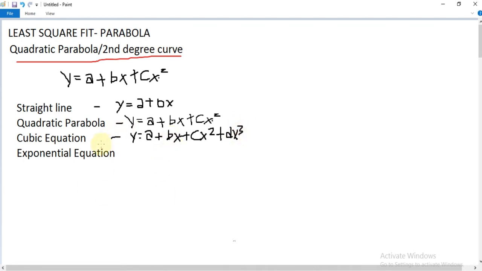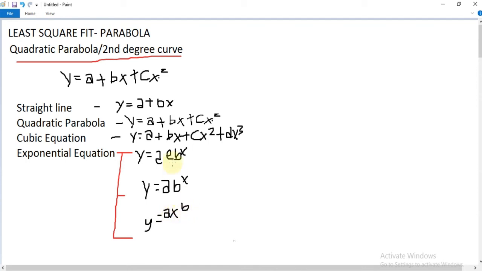The exponential equation has three forms. The first equation is y equals a times e to the power of bx. The second equation is a times b to the power of x. The last equation is a times x to the power of b. These are the equations used in least square fit.